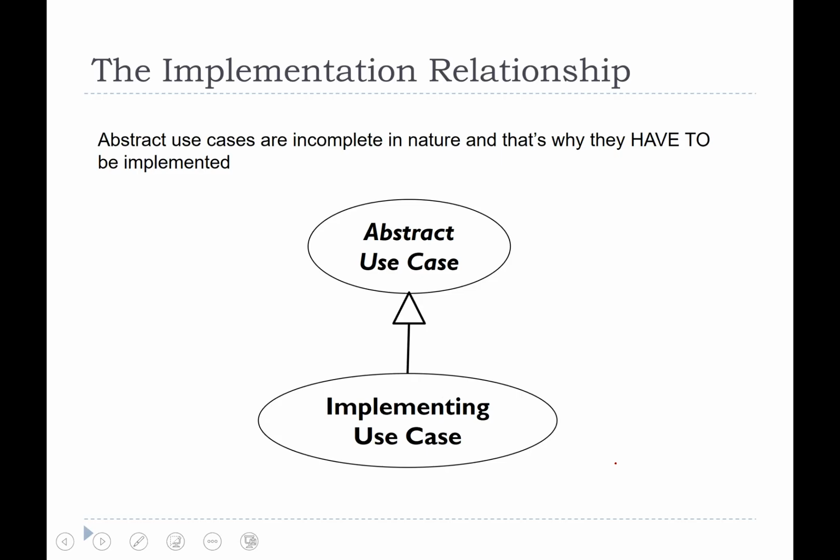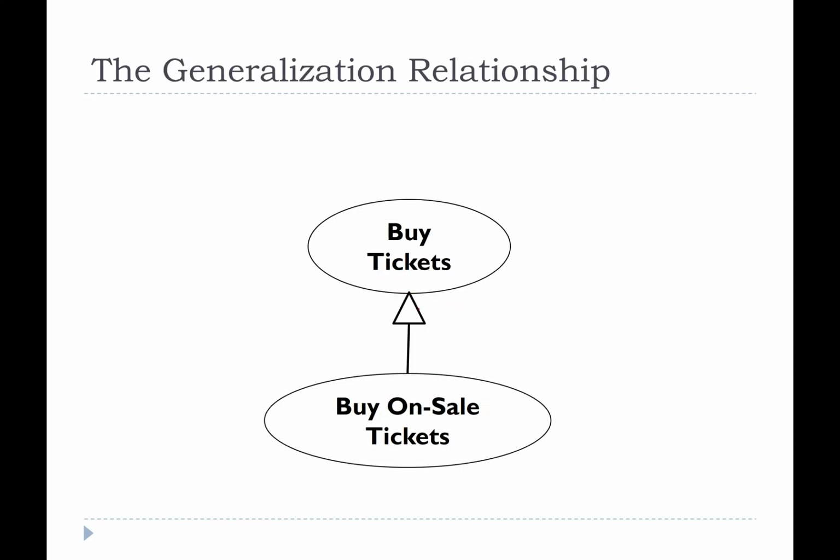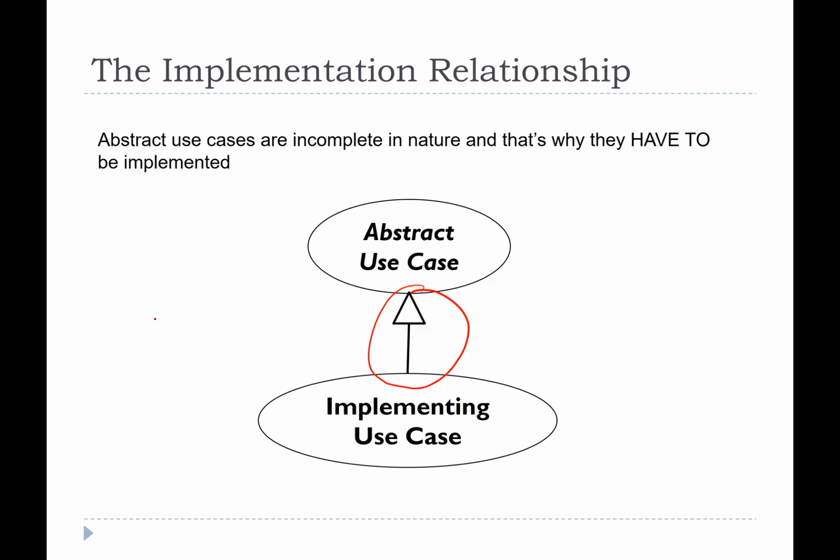Now we're going to move on to the last reuse mechanism. Then I'm actually going to come back again and revisit generalization to speak about the differences. But so the implementation relationship, one thing you'll notice, it actually uses the same notation that we had with the generalization relationship, which is an arrow with an open, triangular head at the top. Now with the implementation, the top use case is abstract.